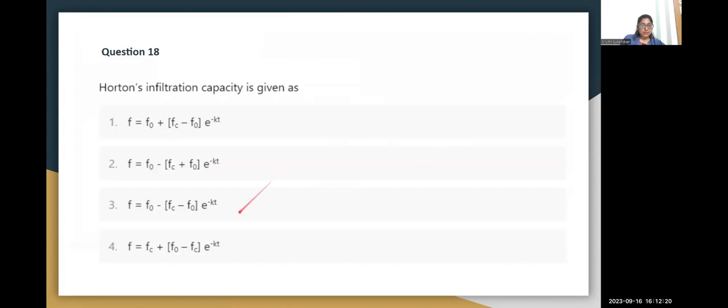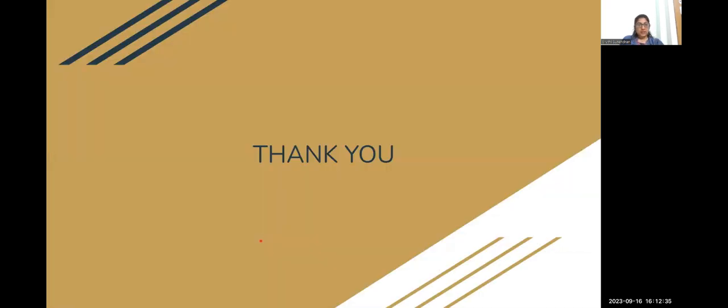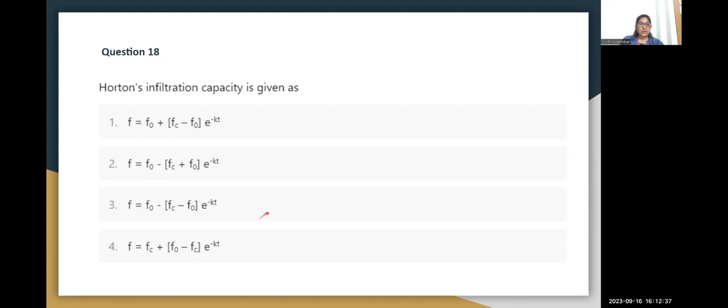So the correct answer is option 4: F is equal to Fc plus (F naught minus Fc) into e to the power minus Kt. Option D will be the right answer for this question. Horton's infiltration capacity curve. So that's all for today's 8th week problem solving session. If you have any doubt regarding the questions that have been discussed, please feel free to ask, else we can end the session.